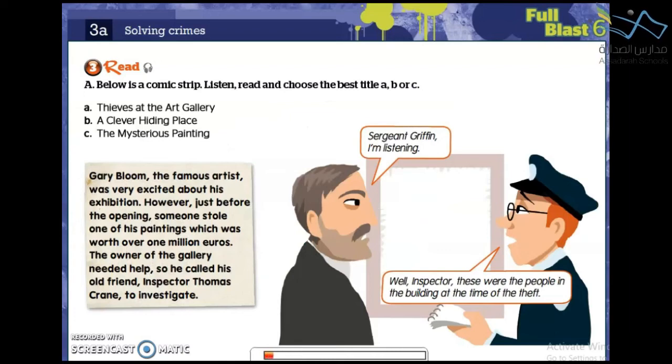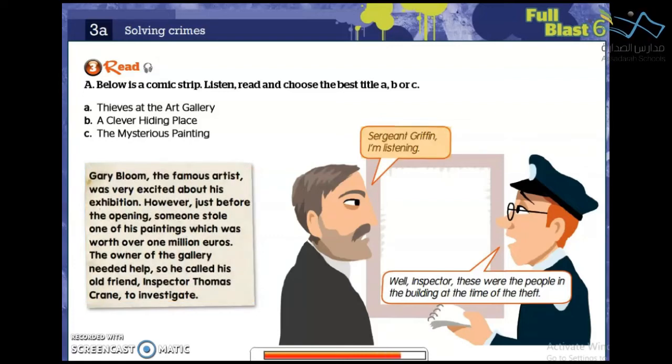3. Read. A. Below is a comic strip. Listen, read, and choose the best title, A, B, or C. Gary Bloom, the famous artist, was very excited about his exhibition. However, just before the opening, someone stole one of his paintings, which was worth over €1 million. The owner of the gallery needed help, so he called his old friend, Inspector Thomas Crane, to investigate.